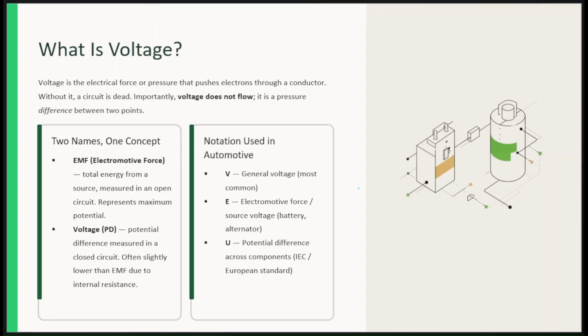Voltage doesn't flow, whereas voltage is making something else flow. What is that something else? It is electrons. The flow of electrons is called electricity.